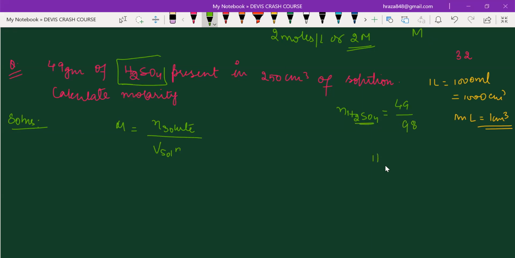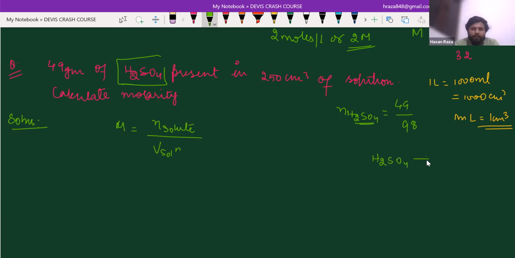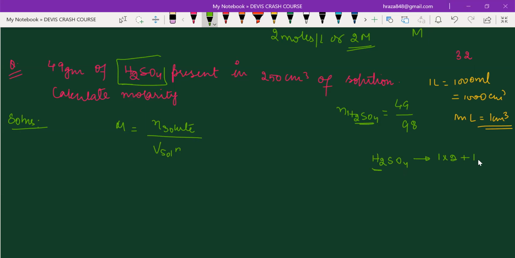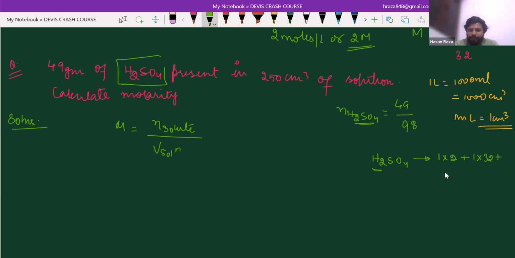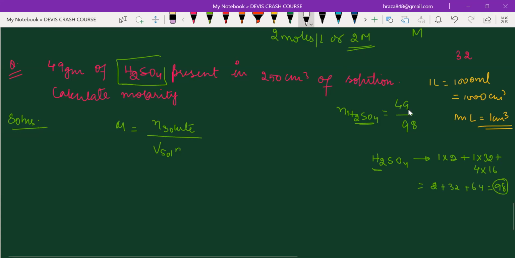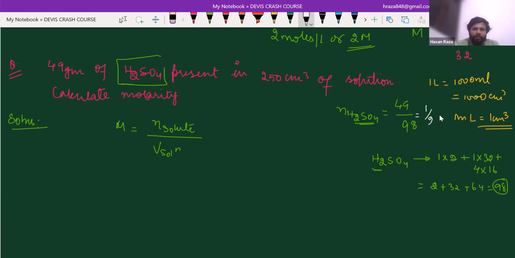See, 98. H2SO4: hydrogen has atomic mass 1, and since there are 2 hydrogens, I'm going to multiply it by 2. Plus, sulfur is 1 atom and its atomic mass is 32. Plus, oxygen is 4 and one oxygen has atomic mass 16. So we add 2 plus 32 plus 64. That will give you 98. So we will get 1 by 2 moles.